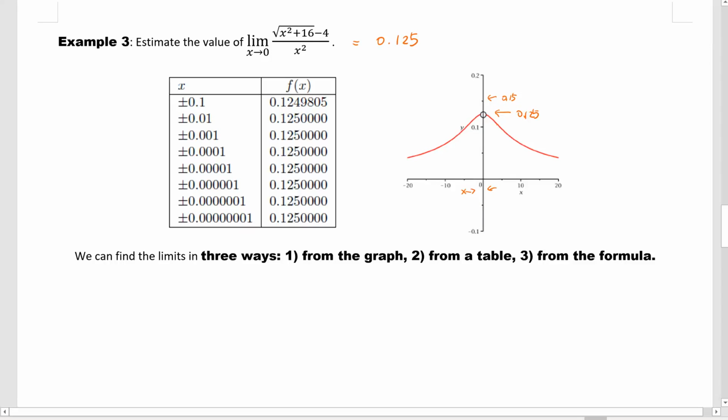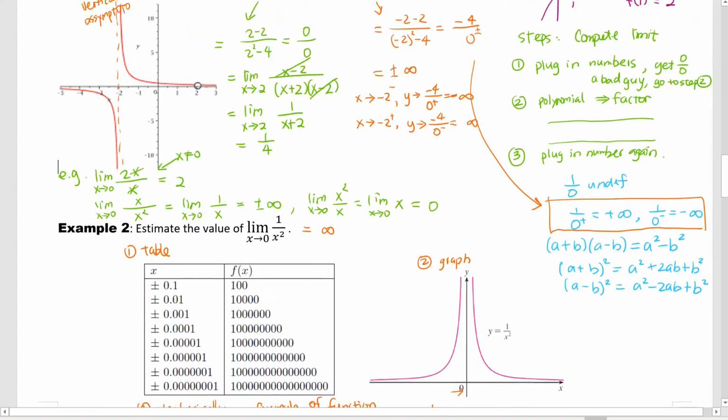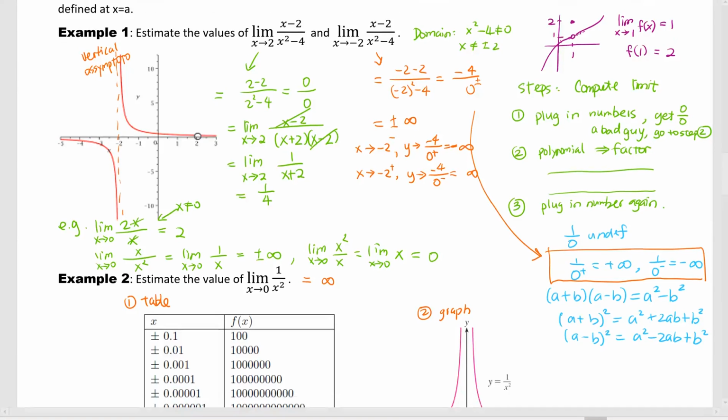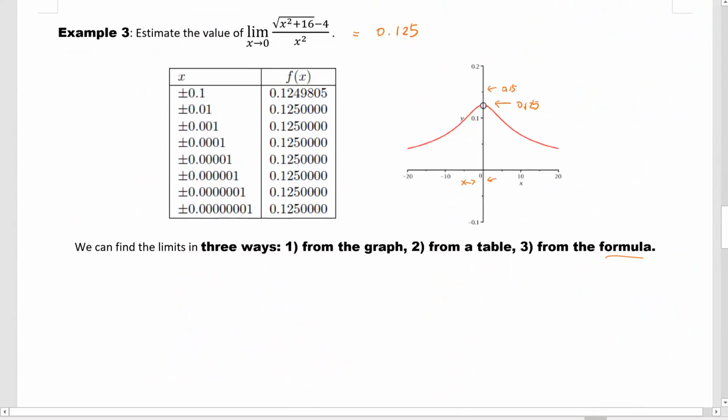And then next, from the formula. So how do we rigorously prove that the limit is 0.125? Okay, so here we follow the steps. Remember, we always follow the steps. First, we plug in a number, and if we get the number, that's good. If we get 0 over 0, it means there is a bad guy. So then we need to do something to it. Okay, so let's see.